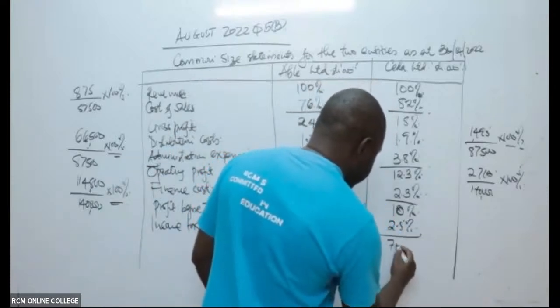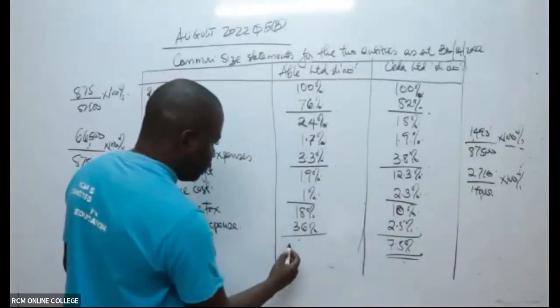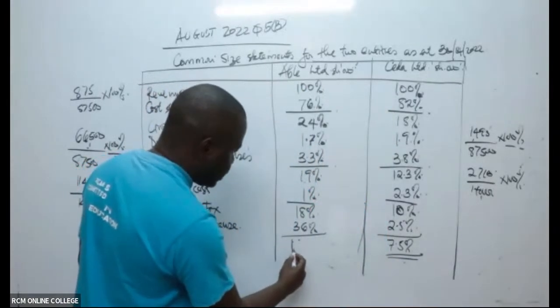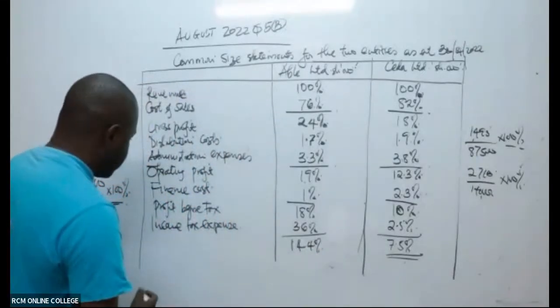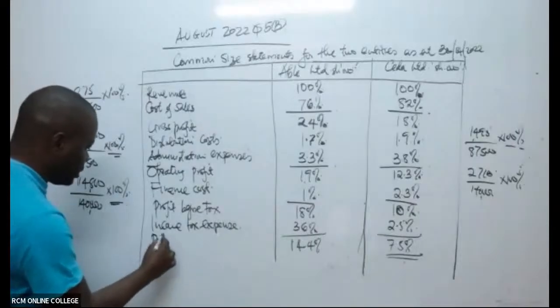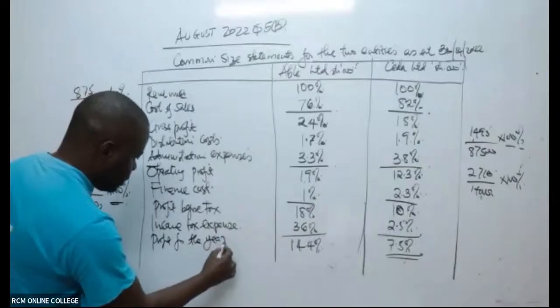So this will be able to get 7.5%. This one will be able to get, is it 14.4%? 14.4%. So this becomes the profit for the year.